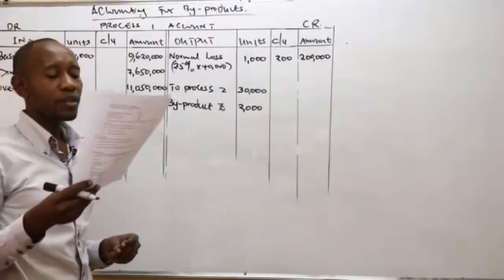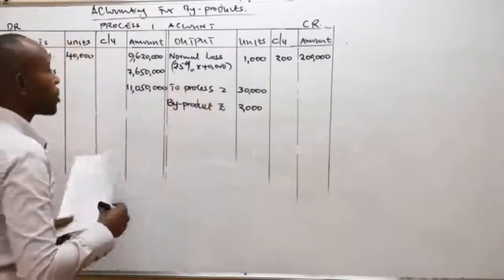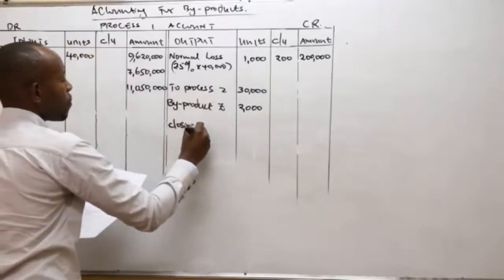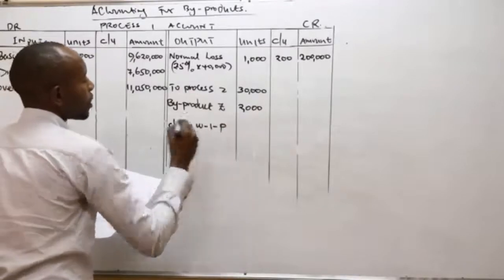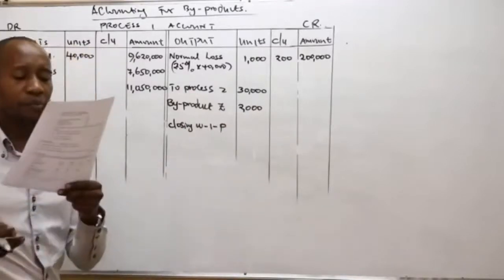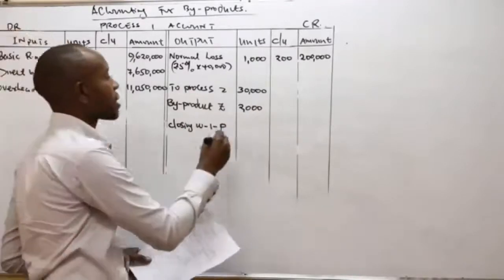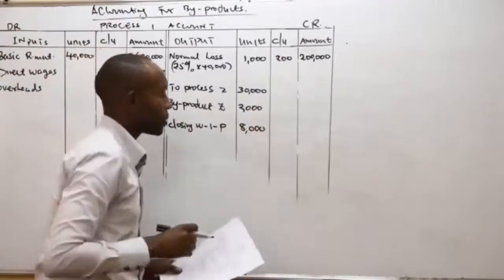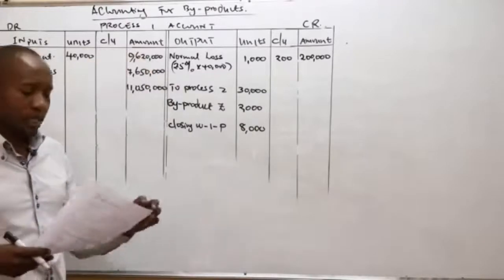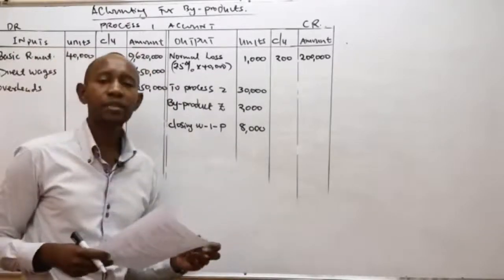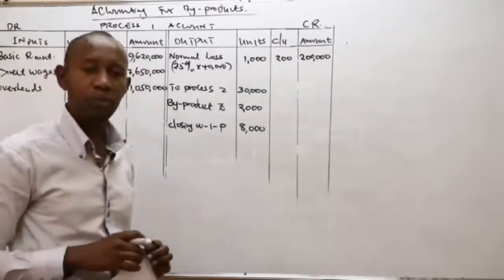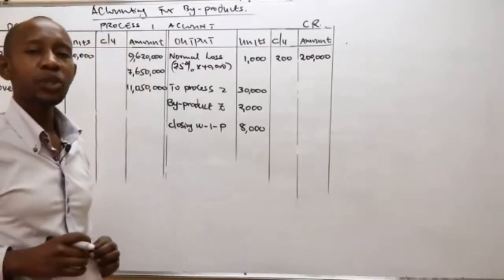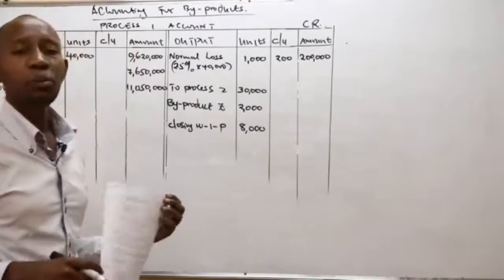Then we also have the closing work in progress. Closing work in progress, we've been told, is 8,000 units. Now, I want somebody to tell me, in this particular process, what will be the balancing figure? Then tell me, is it abnormal loss or is it abnormal gain?